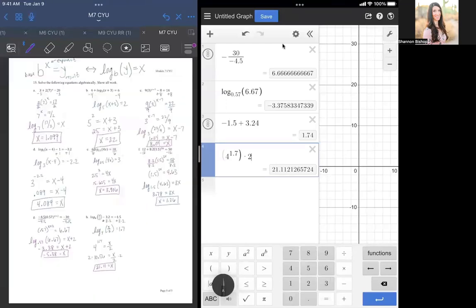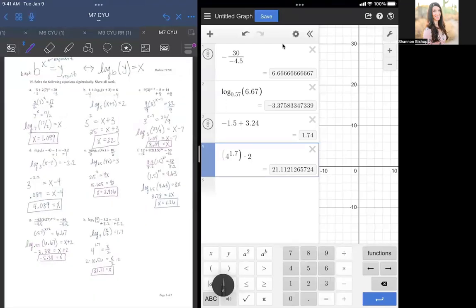All right, there they are. There's your practice section for solving exponentials and logarithms. Hopefully they are starting to click.